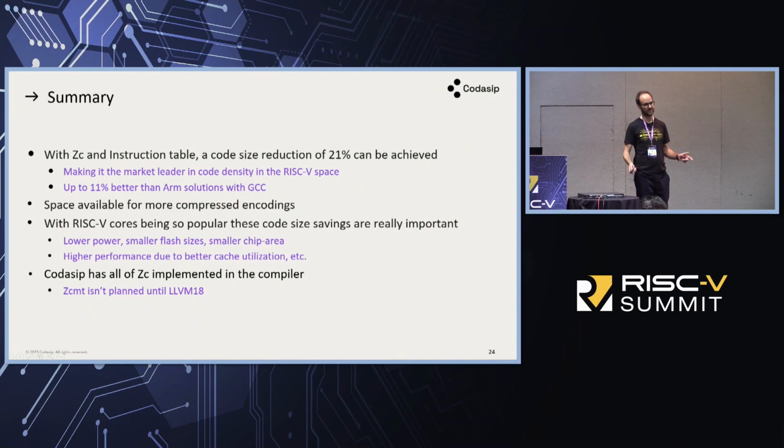obviously, the intention was always to be better than the incumbent architecture. But I think instruction table gets us far enough now to be better. So it puts us in a good situation. We have space for more compressed encodings, and anybody who works in embedded systems knows that it's really important to get your flash size down, your memory sizes down, your cache sizes down, and so on, because it reduces the system cost. And note that ZCMT table jump isn't planned until LLVM 18.